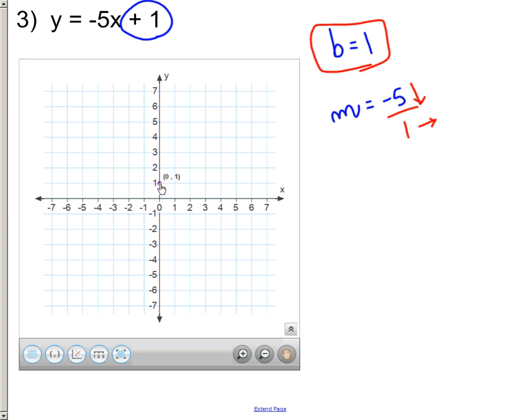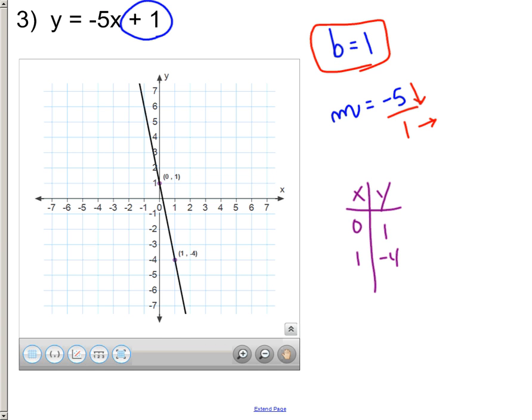So we move from our y-intercept point down 5. 1, 2, 3, 4, 5 and to the right 1. So that's where my point needs to be. Let me erase that and fix it, and we'll be able to connect the 2 points. There we go. So there's 1, negative 4. There's 0, 1. If you actually wanted or were required to build an XY table, you could steal these points, 0 and 1, 1 and negative 4.